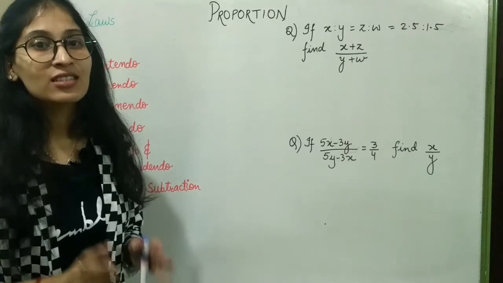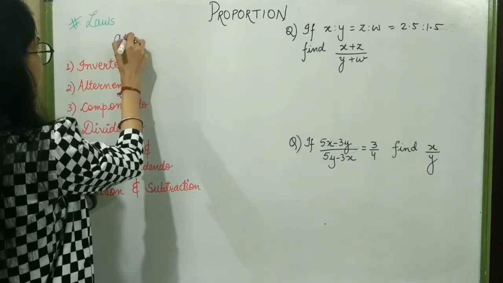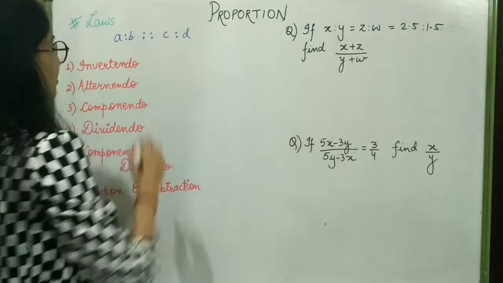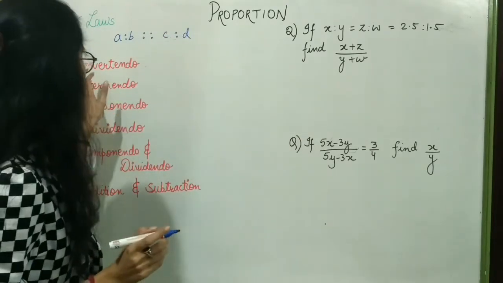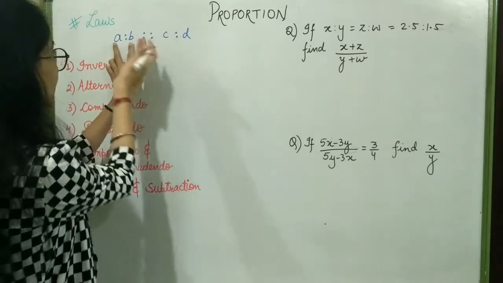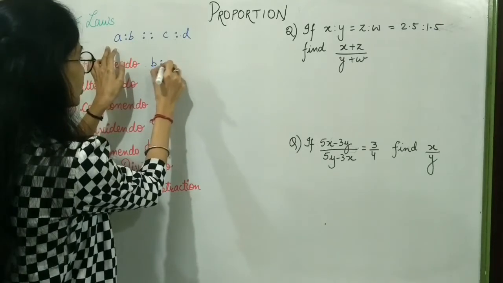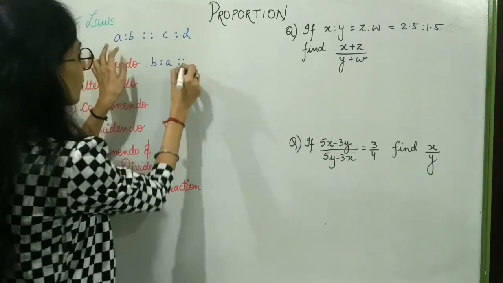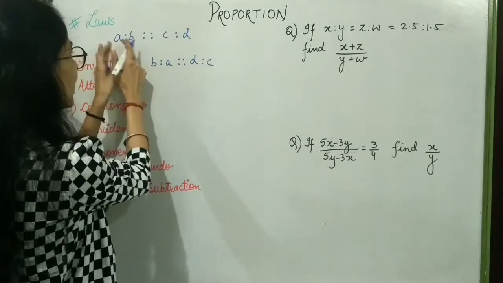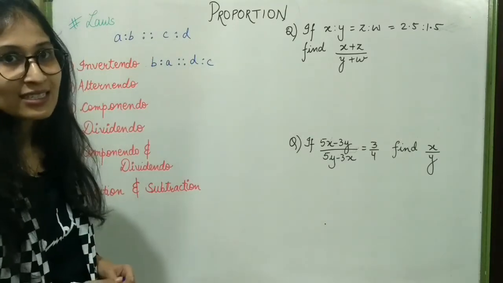Now let's discuss the laws of proportion. I am given that A/B is in proportion with C/D. Then according to the invertendo law, I can write it as: A ratio B can be inverted as B ratio A is in proportion to D ratio C. I have inverted the ratios on both the sides.